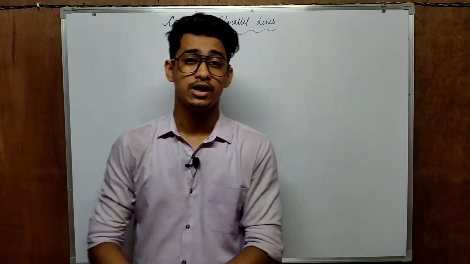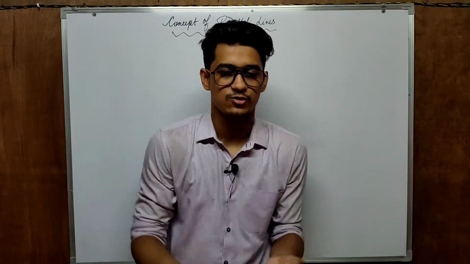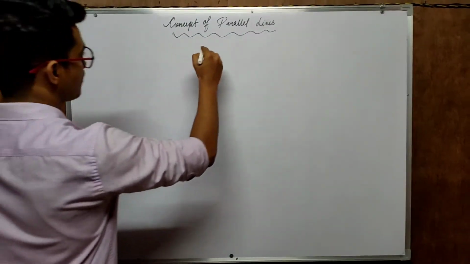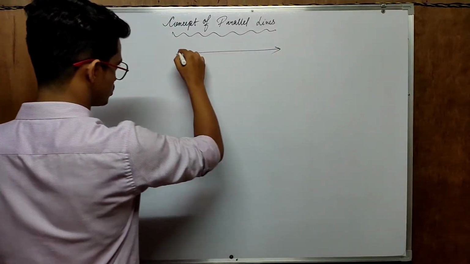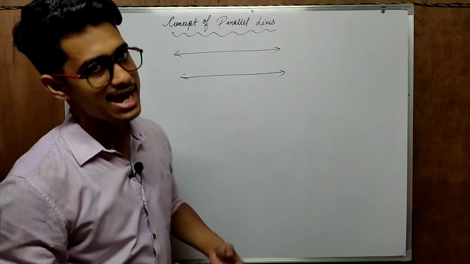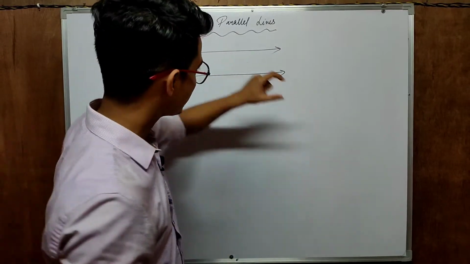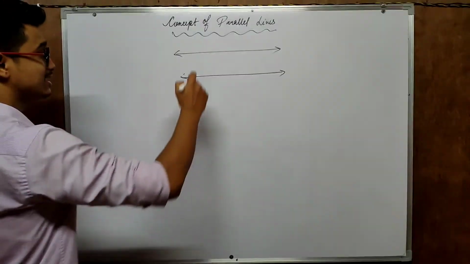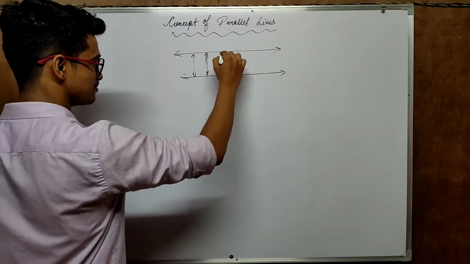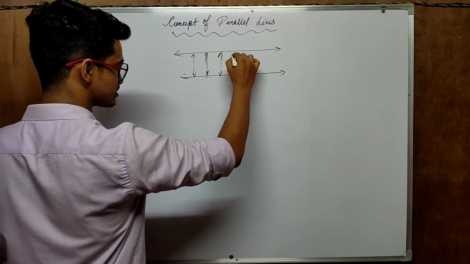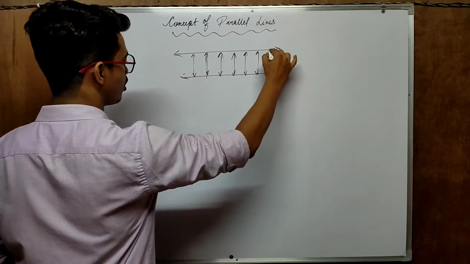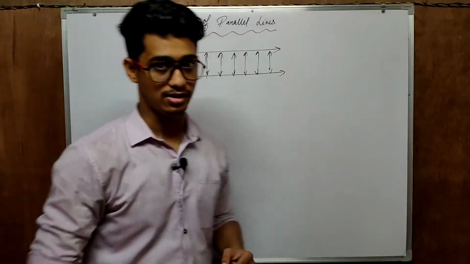So the concept of parallel lines, as I have already discussed with you what exactly a parallel line is, let me just revise one more time. Parallel lines means a pair of lines which have the same distance at every point. The gap between two lines, if it is the same at every possible point counted, then we can say that this pair of lines are called parallel lines.